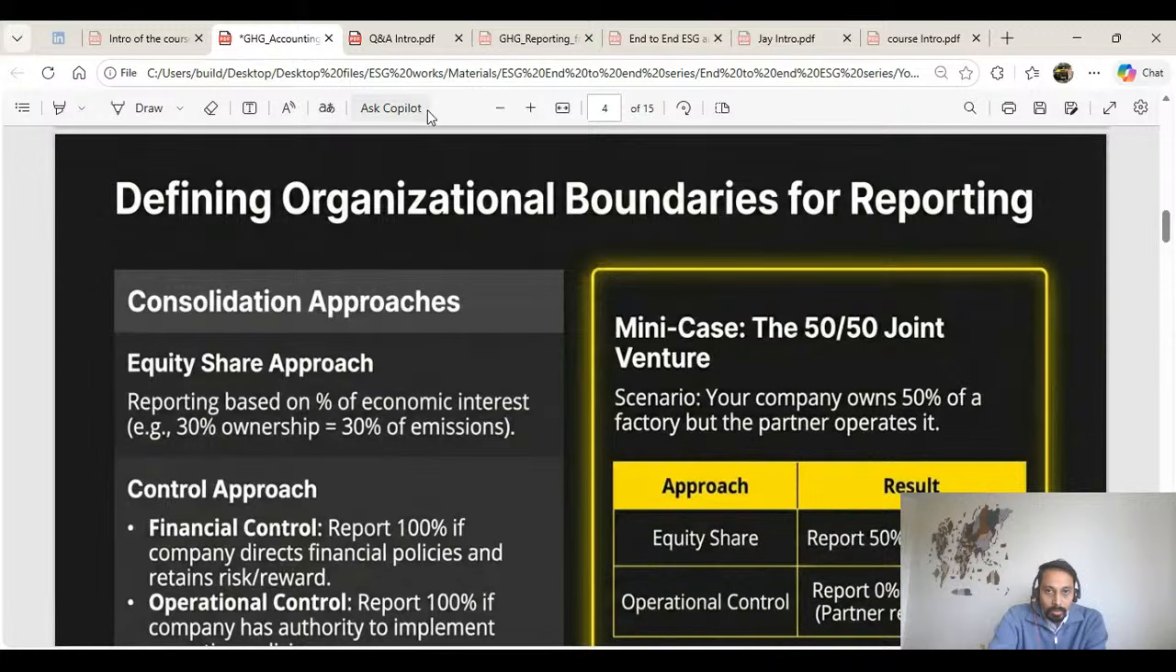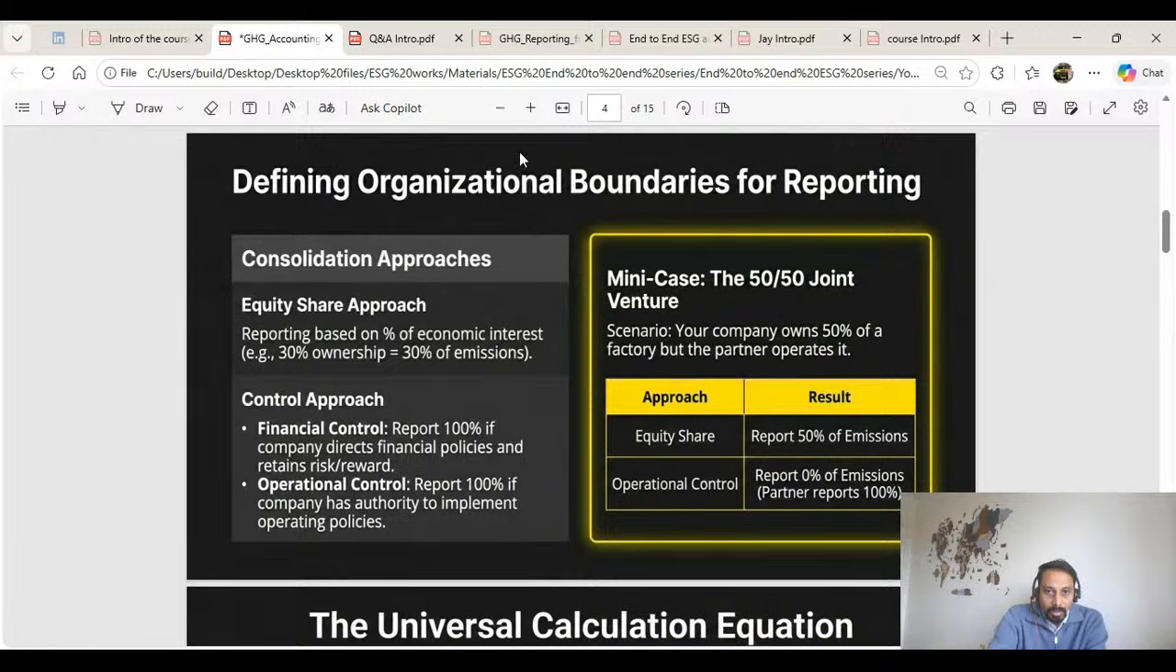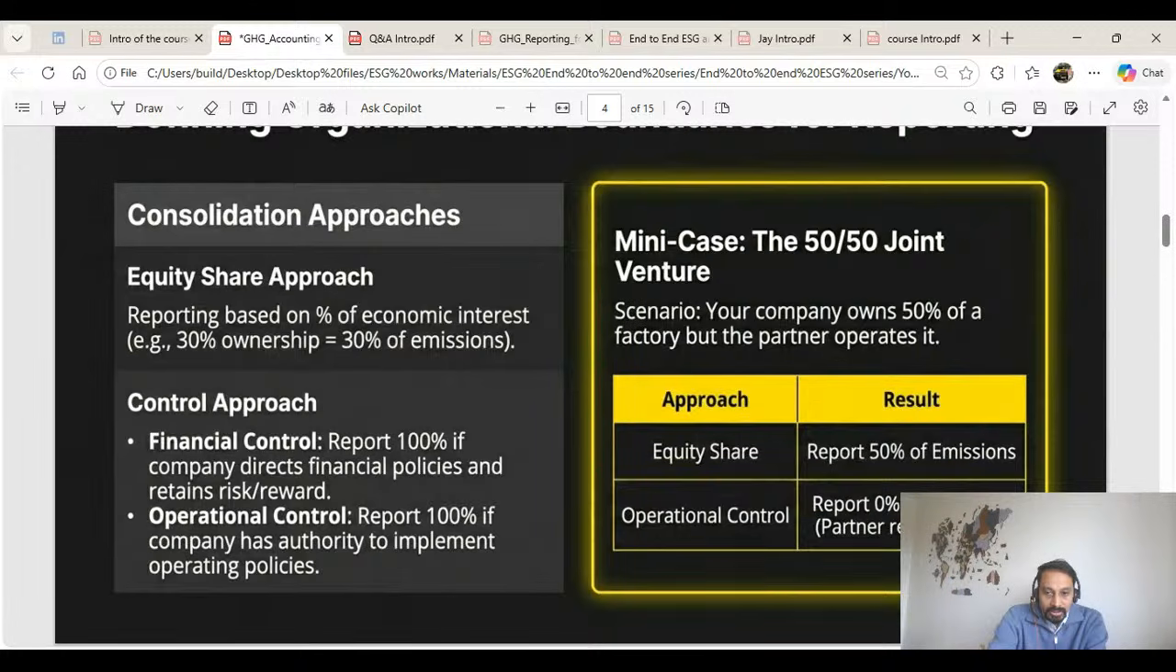Someone has asked about those organizational and operational boundaries. So here is again a revision slide. You can see the equity share approach as well as the operational control approach. Equity share reports based on your ownership percentage. Financial control reports 100% if you control the finance. Operational control reports 100% if you control the operations. For example, in a 50-50 joint venture, which someone also asked about, and I hope that same question is very much relevant to that slide as well, equity share reports 50% and operational control reports 0% if your partner operates the site. That is very much important.